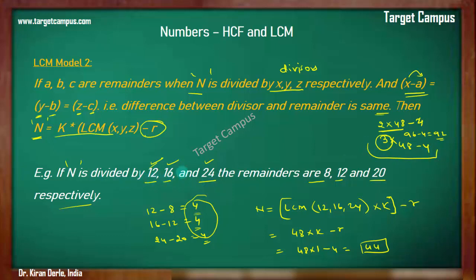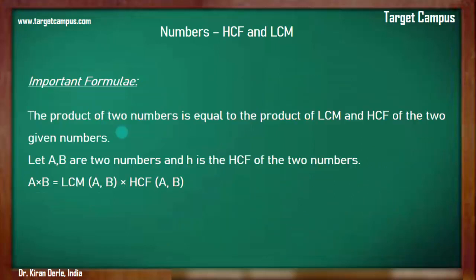When divided by 12, the remainder is 8. When divided by 16, the remainder is 12, and when divided by 24, the remainder would be 20. I hope this is clear.